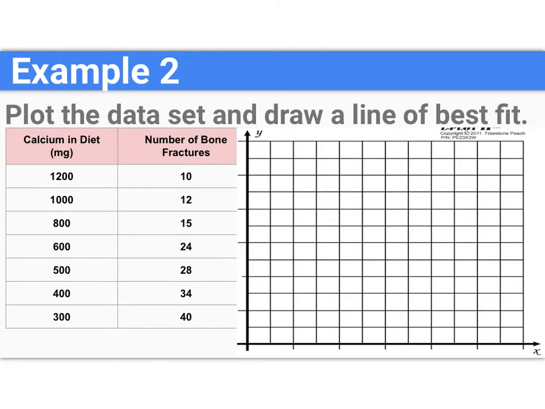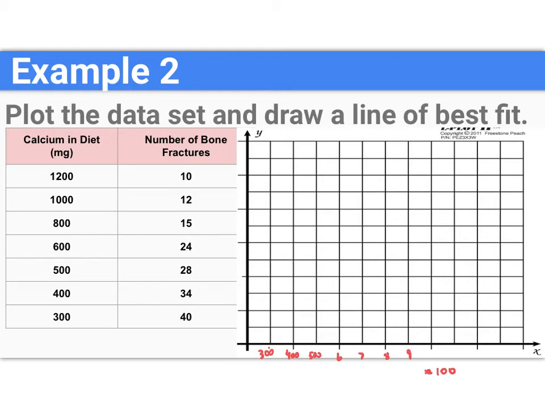Okay, let's collect some more data. From 300 to 1,200 is about 900, so I need about 9 lines. 1, 2, 3, 4, 5, 6, 7, 8, 9. So I'm going to start at 300, 400, 500, 600, 700, 800, 900. And I'll say times 100, so that lets you know that we're multiplying by 100.